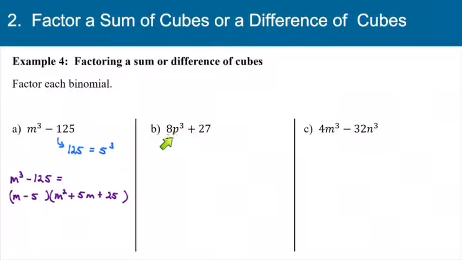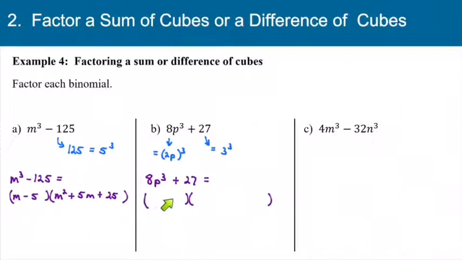Here in part B we have 8p to the third plus 27. So first let's make sure that this is a sum of cubes. 8p to the third is going to be 2p times 2p times 2p, because 8 we know is 2 to the third. So I'm just going to write that this is 2p to the third power. 27 we know is 3 to the third power. So now we know that this is cube plus cube, so we know we can factor this as a sum of cubes. Let's set down our binomial and trinomial size parentheses.